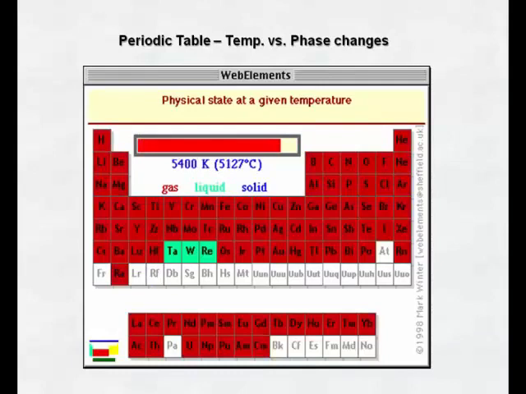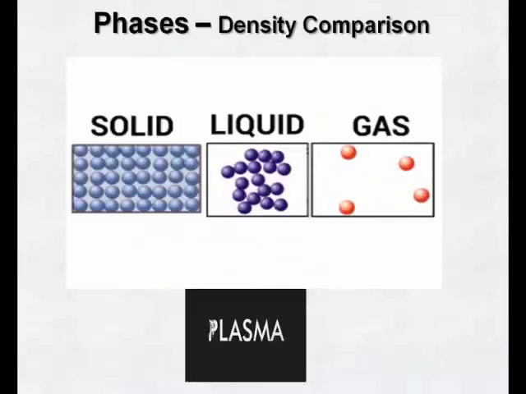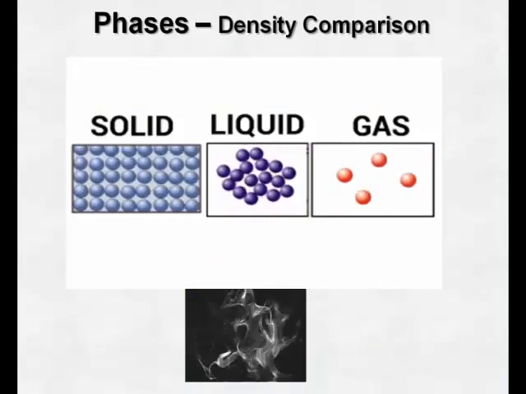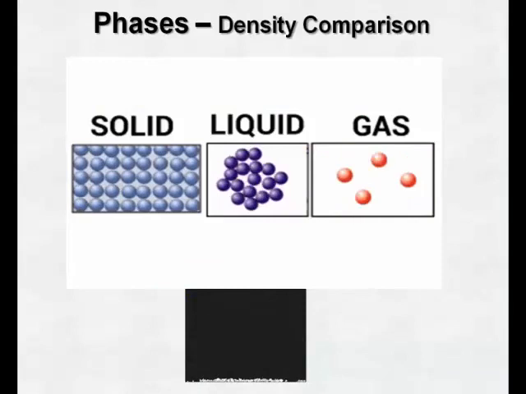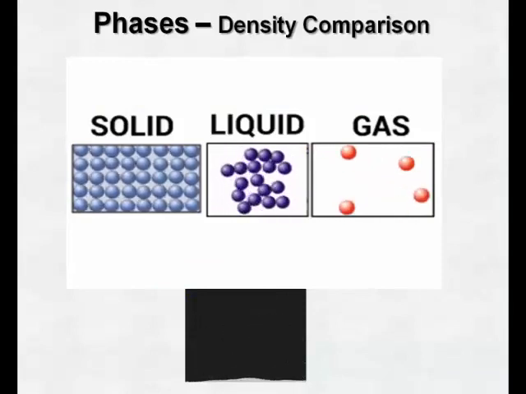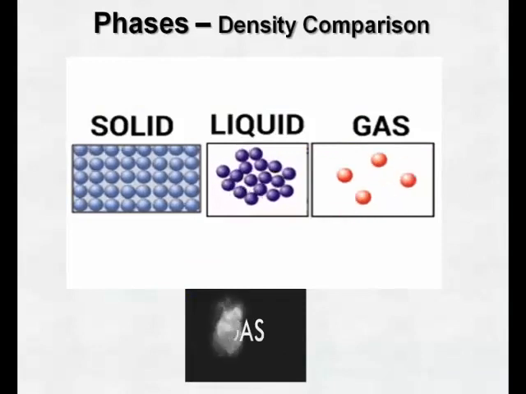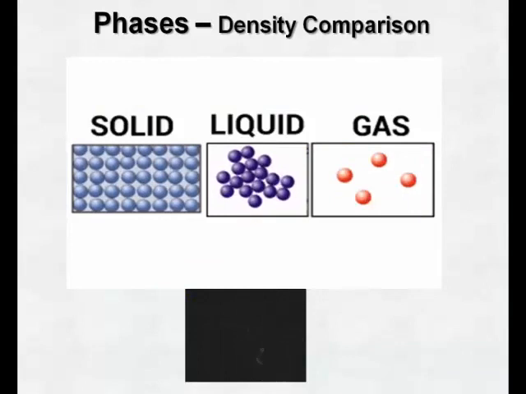So temperature is an important property for phase changes. This is a general introduction about the density. Look at figures A, B, C. It's a solid, liquid, gas. The solid is tightly packed, as we have seen earlier. Liquid and gas are not tightly packed.